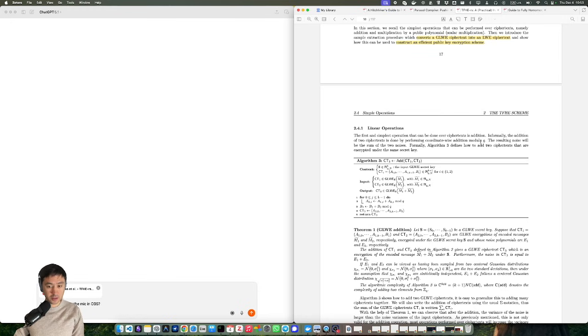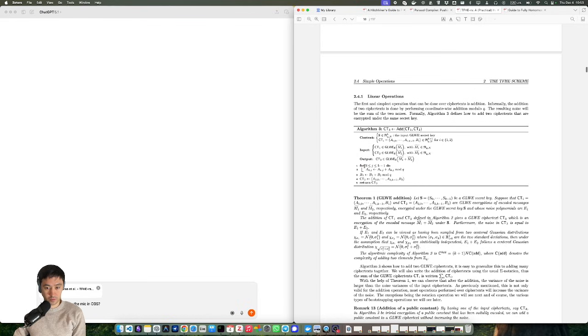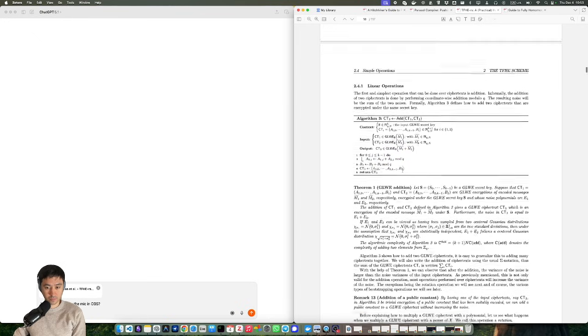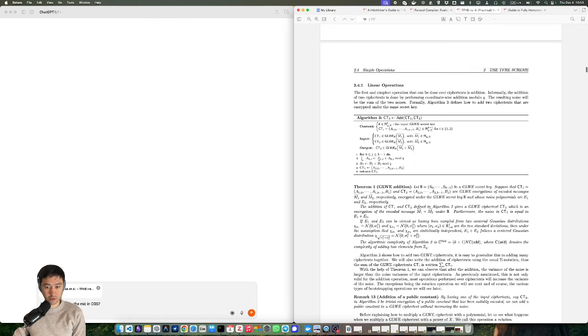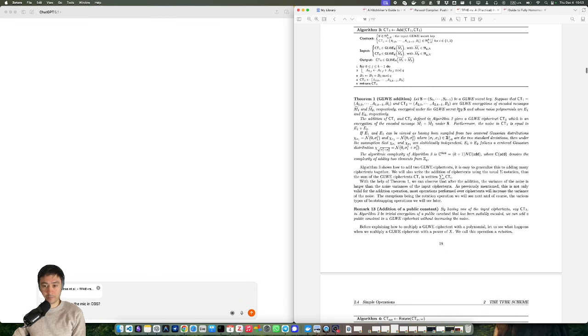All right, addition is always easy. You just add, right? Coordinate-wise addition, yeah. The resulting noise will be the sum of two noises. It doesn't grow too much. For the length of the vector, you just add the elements in the vector. These are just the mask. A1 is the first mask, A2 is the second mask, so you get A3. You do that for every element in A. You add the body as well, and yeah, it's fairly straightforward.